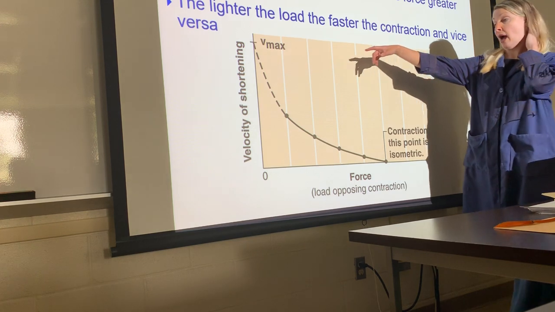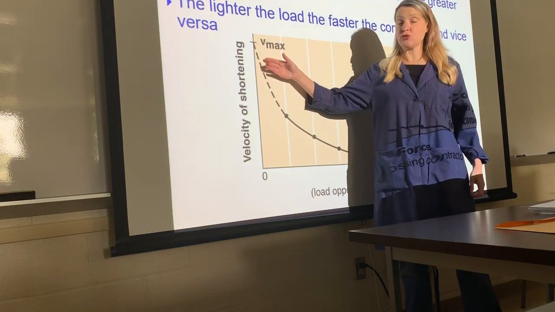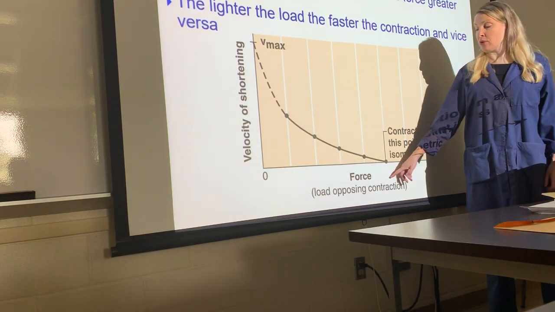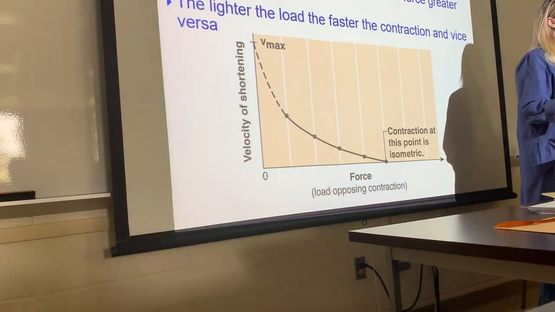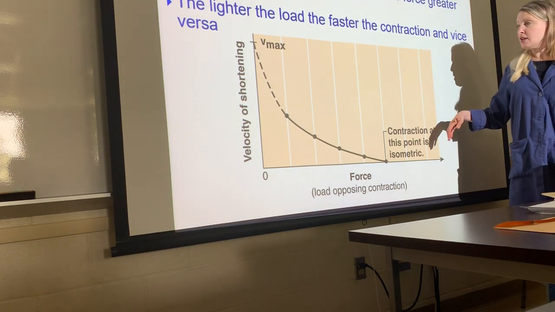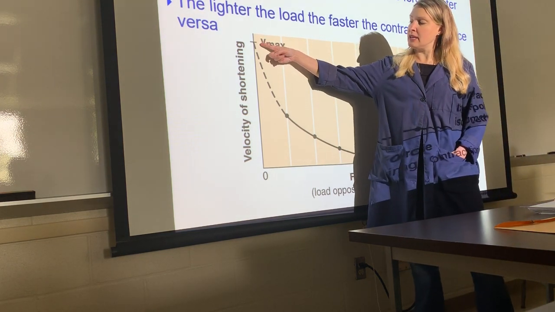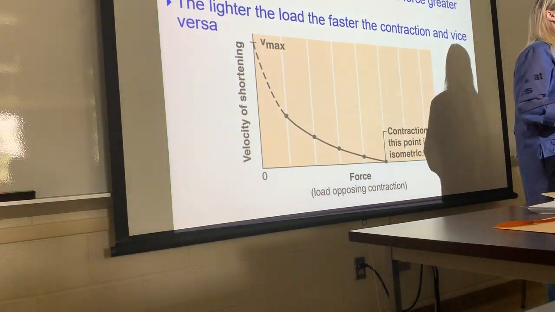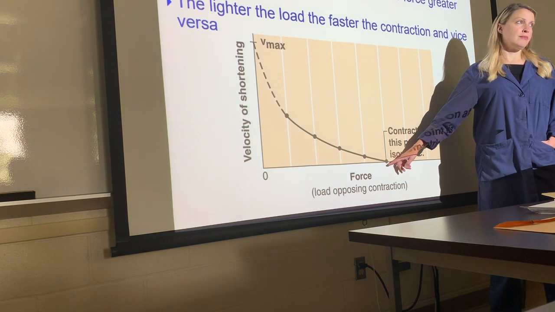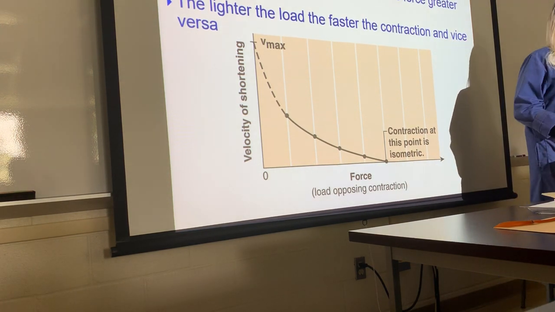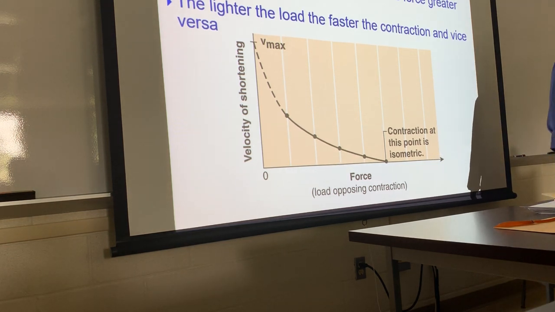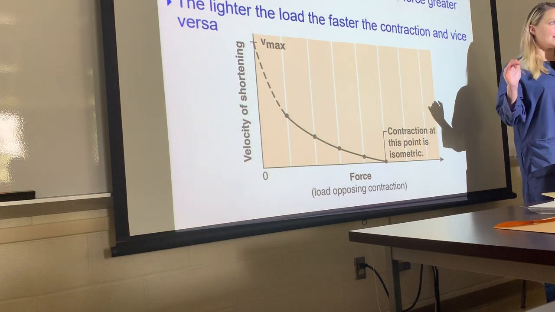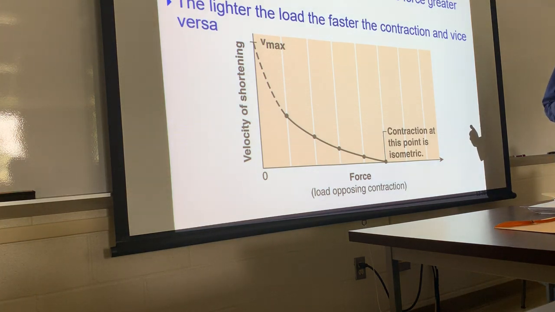So when you see here on the y-axis of this diagram, it shows the velocity of shortening, how quickly the muscle can shorten. Here on the x-axis, we have the force, which is basically our load. So how much weight we need to lift. So you'll notice that as you get a heavier and heavier load, the velocity of shortening gets slower and slower until we're at zero, which means that now we've recruited all the motor units, but they're not sufficient to lift the load. So in this case, the muscles are contracting, but they're not moving anything.